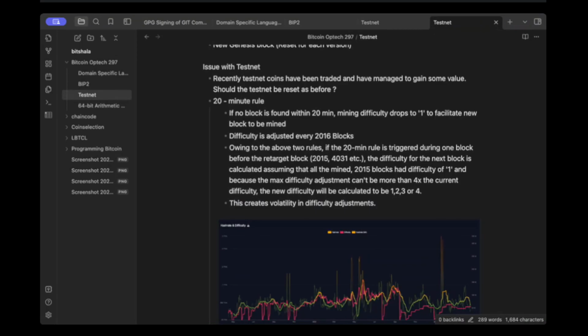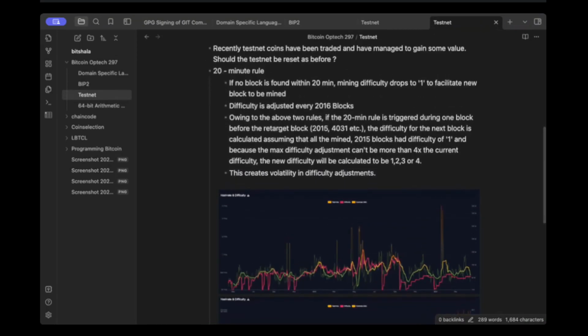That is one issue, and there is also a small bug with testnet, because of which there are now around 2.5 million blocks in testnet. This is largely due to the 20-minute rule bug. Testnet has a 20-minute rule: if no block is mined for 20 minutes, the mining difficulty drops to 1, so you can quickly find a new block and then build on the chain.